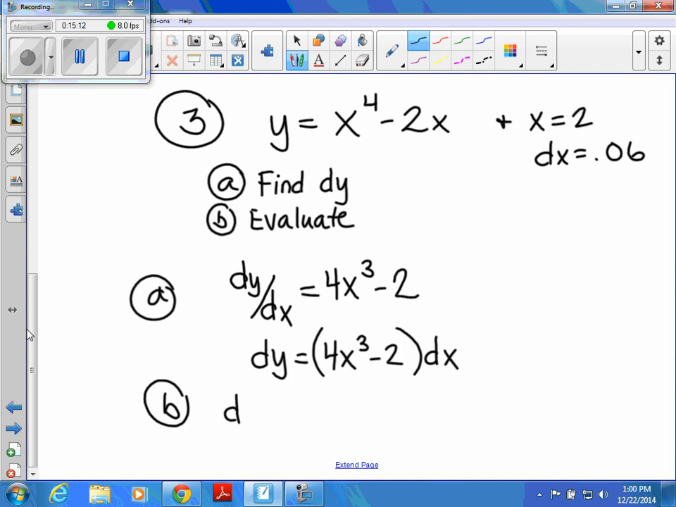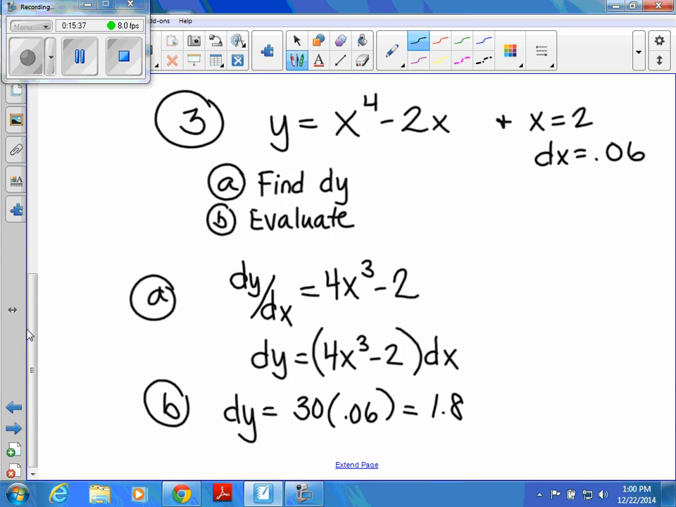What is dy equal to? 2 times 2 times 2 is 8. 8 times 4 is 32. 32 take away 2 is 30, right? 30 times what, 0.06? Not 18, 1.8. Got to move the decimal over. And that's it.